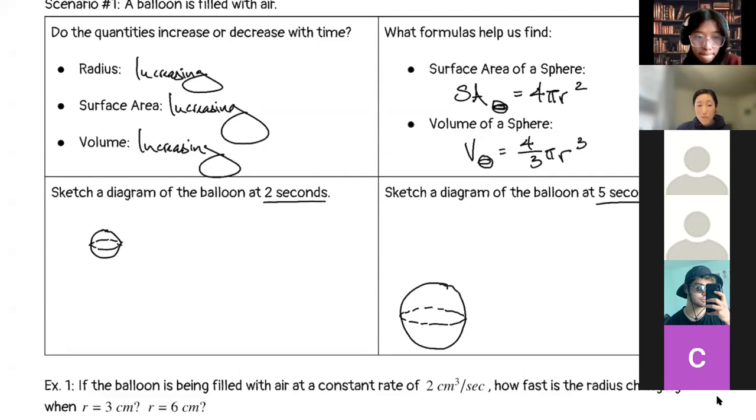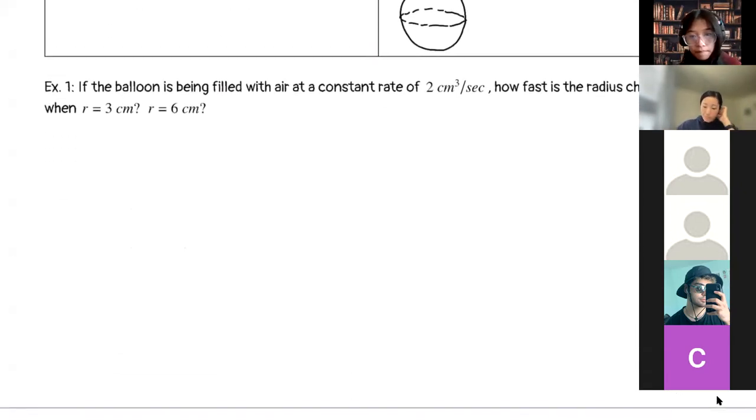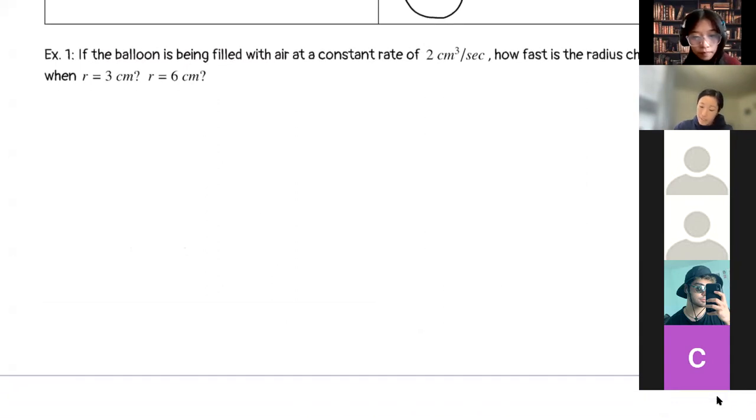All right, so let's keep these two formulas in mind, surface area and volume. Let's keep our visual in mind that we can have something that is expanding in size because it's filling with air. And now let's go into a question. If a balloon is being filled with air at a constant rate of 2 centimeters cubed per second, how fast is the radius changing when r equals 3 centimeters? And then separately, how fast is it changing at r equals 6 centimeters?